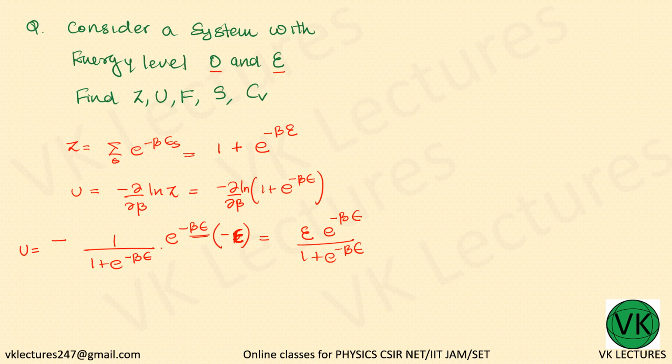Now we need F, which is the Helmholtz free energy. The F formula is minus kBT log Z. So that's equal to minus kBT log of 1 plus e to the power minus beta E, since the Z value is 1 plus e to the power minus beta E. So that's about the Helmholtz energy. Now S is equal to minus dou F by dou T, but with this we may not be able to go forward.